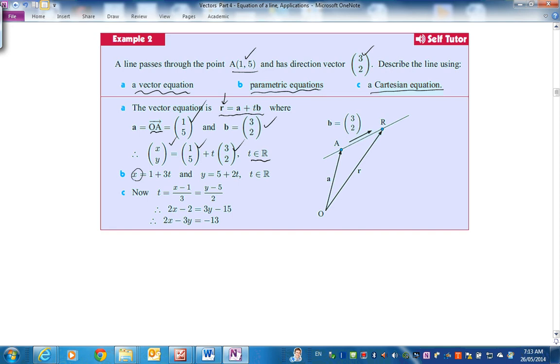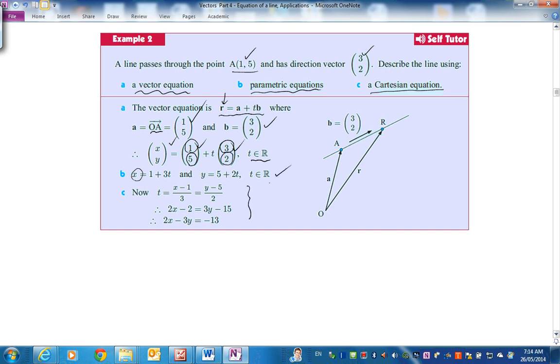Okay, what does that mean? Well, the x value is x moved from or displaced from A out t lots of, the movement in the x is 3. The y value is a displacement of the y value at point A, t lots of 2. Okay, so there they are.